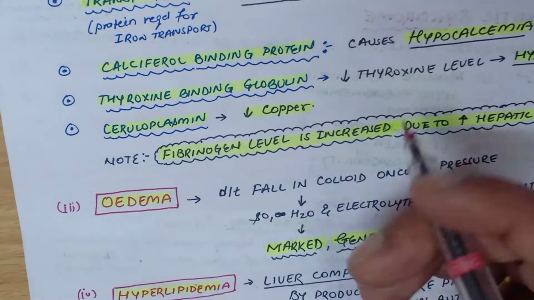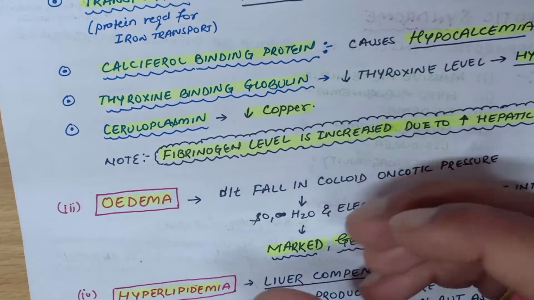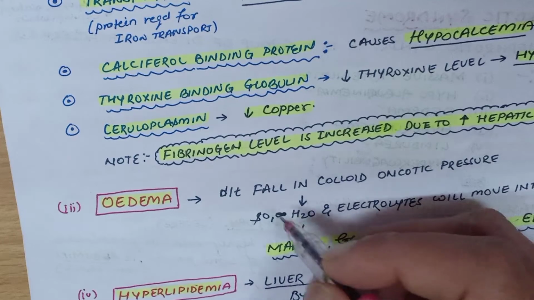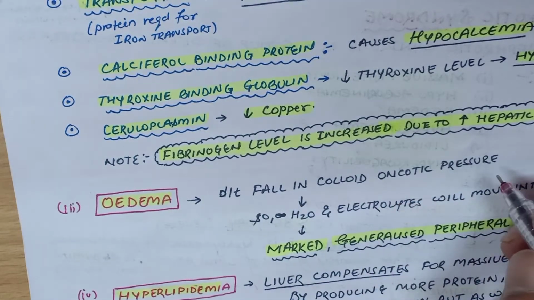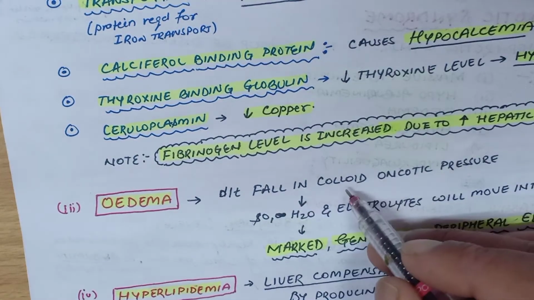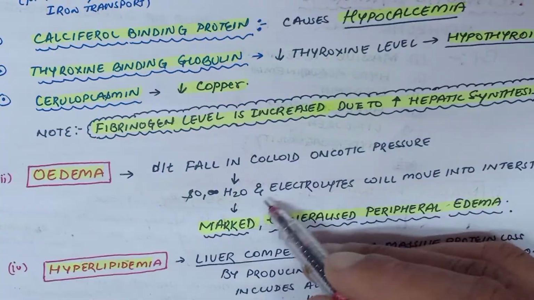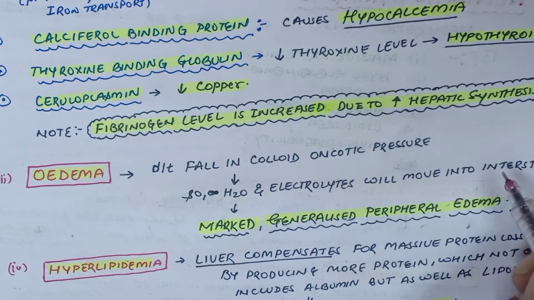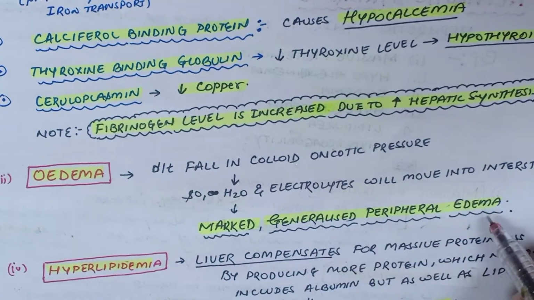Now due to massive proteinuria, there will be hypoalbuminemia. So the concentration of protein in the blood will fall, and this will result in a fall in the colloid oncotic pressure. When there is a deficiency of protein in the blood, it will result in decreased colloid oncotic pressure. So what happens? Water and electrolytes will move into the interstitial space. This will result in marked and generalized peripheral edema.